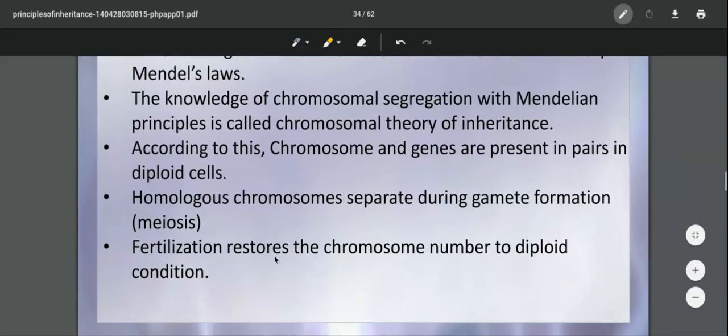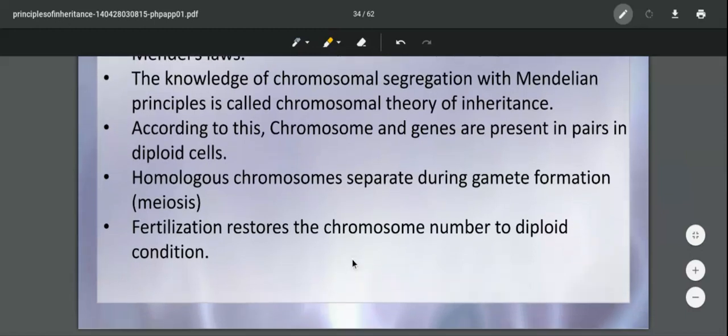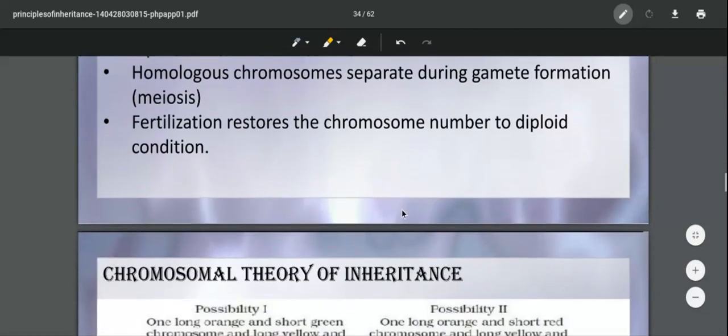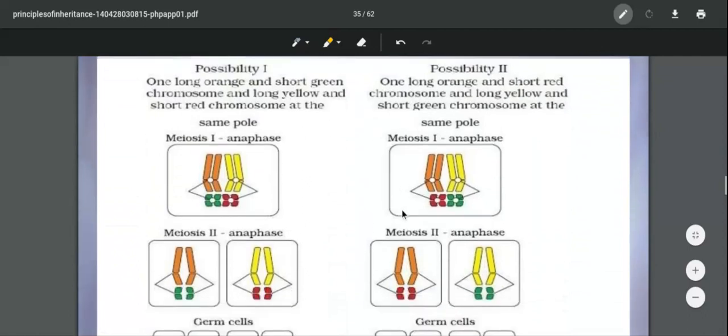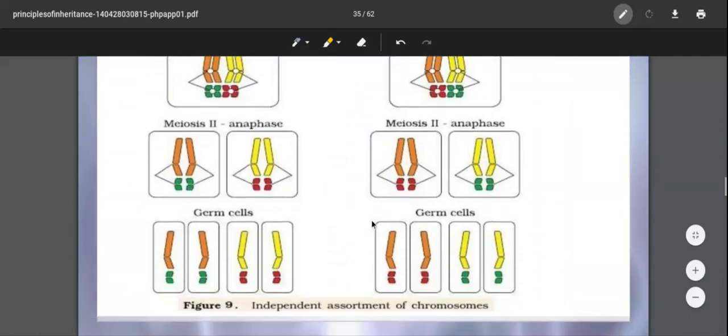And fertilization restores the chromosome in the diploid condition that we know today. That means when two gametes fuse, you have chromosomes coming back together, and you get the diploid number, and you have the genes coming along with the chromosomes. Now, in your book, there is this diagram where the independent assortment of chromosomes is shown.